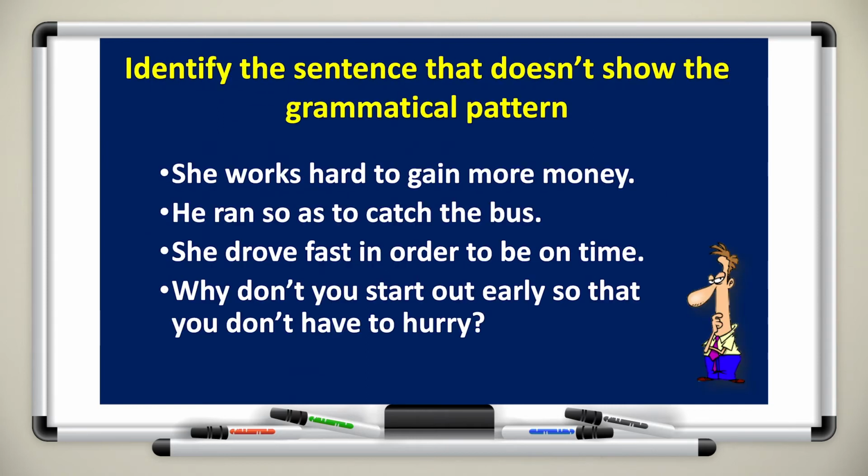Let's look at these couple of sentences and try to identify the sentence that doesn't follow the grammatical pattern. Look at the first one. She works hard to gain more money. He ran so as to catch the bus. She drove fast in order to be on time. Why don't you start out early so that you don't have to hurry? Read them by yourself and try to think which one doesn't follow the grammatical pattern.